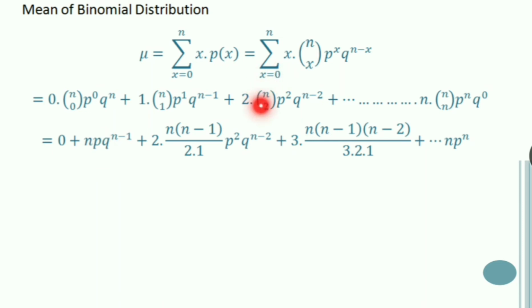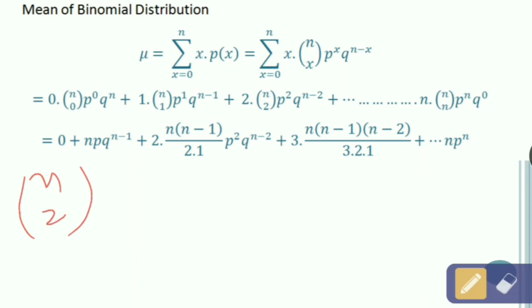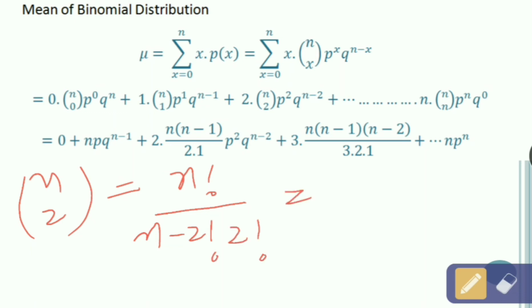Now expand nc2 in the similar way. What will be nc2? NC2 will be equal to n factorial upon n minus 2 factorial into 2 factorial. Now expand the n factorial in numerator.